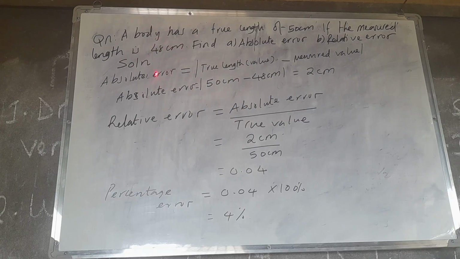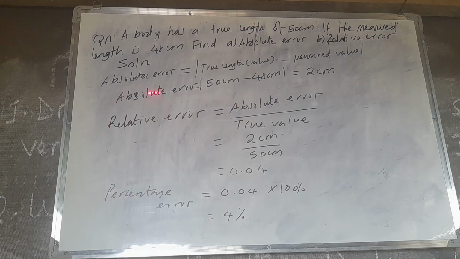48 centimeter. So in order to get the absolute error, ili ujue absolute error ni ile kosa lenyewe liko wapi, errors iko wapi. Kwa hiyo in order to get the absolute error, you have to take the true value minus measured value. So absolute error is equal to 50 centimeter minus 48 centimeter. Finally, you can get the absolute error is equal to 2 centimeter.